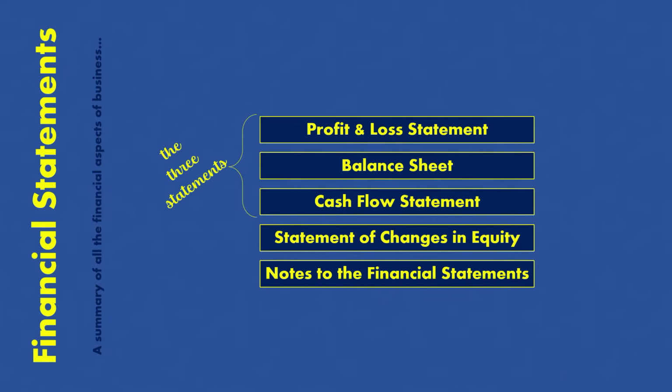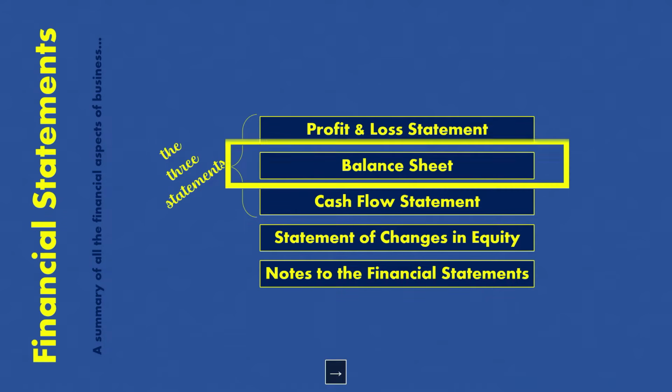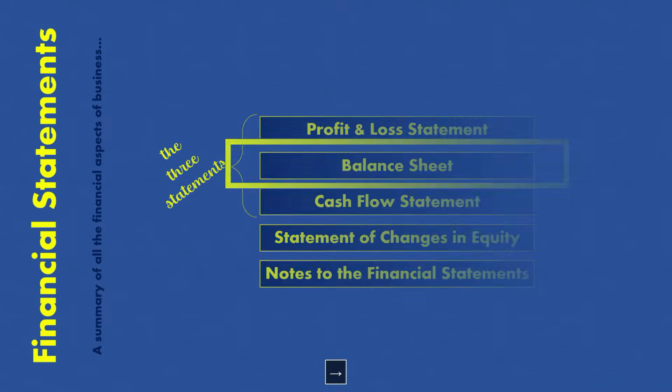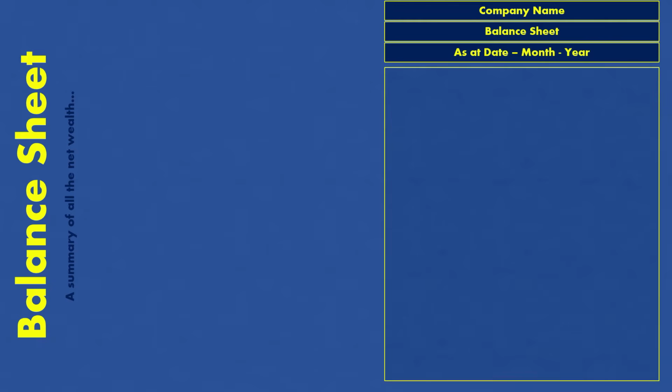Now let us talk about the second report in the financial statements, and that is the balance sheet. In the balance sheet, it basically summarizes all the wealth of the business. You can say it shows the net wealth of the business. And if we start with the report format, it starts with the same format that we have used for the profit and loss statement. On the top we have the company name, followed by the report title, that is balance sheet, and then we have the period that it covers.